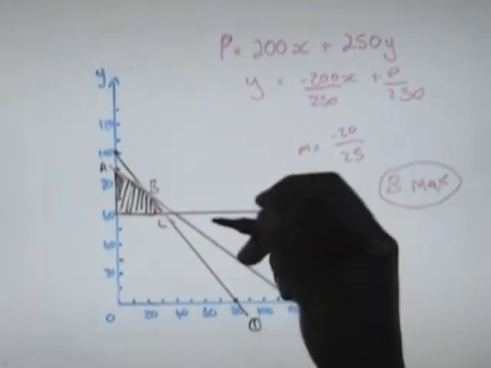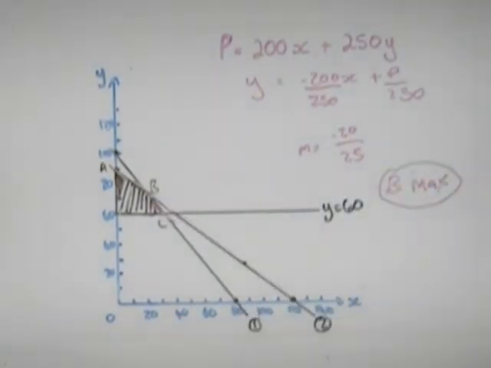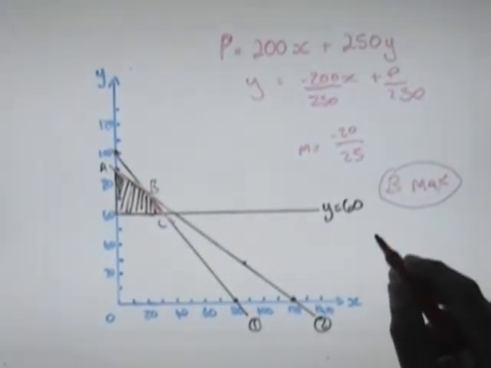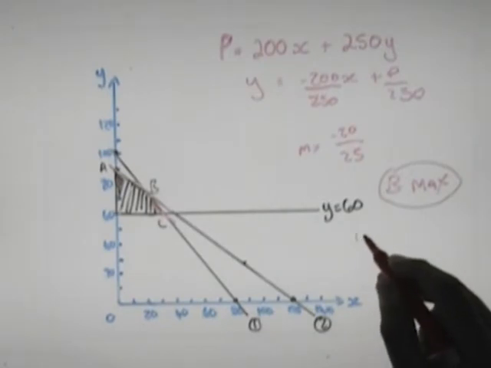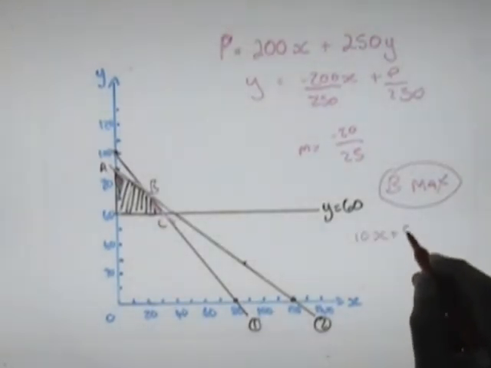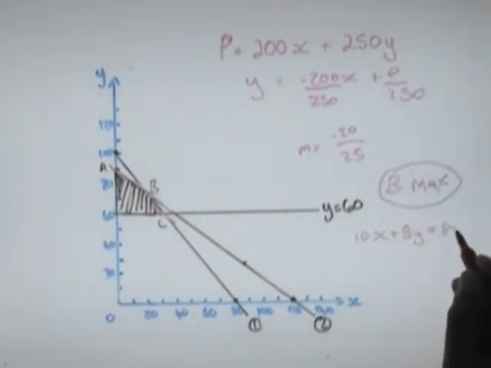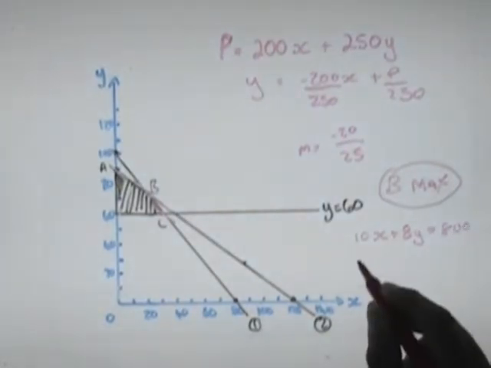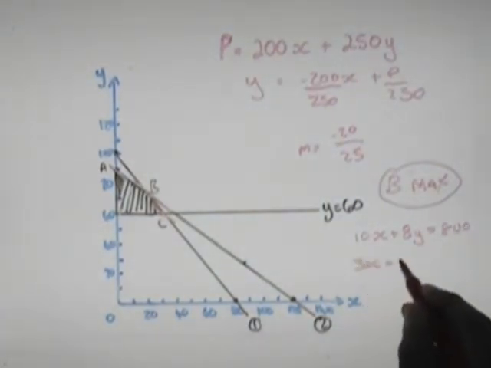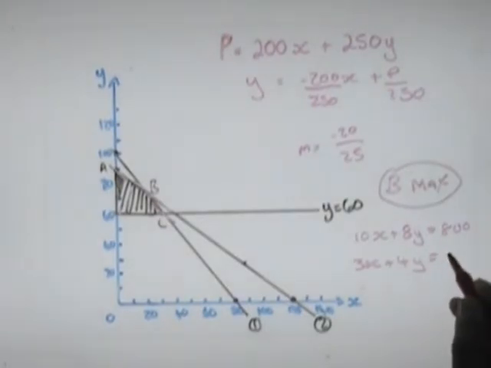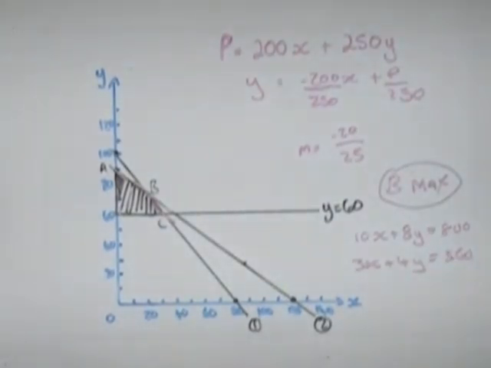The coordinates of B, do we have our x and y values? We don't. All we have in order to get those is the information that 10x plus 8y is equal to 800, and 3x plus 4y is equal to 360. This is one of those we are going to have to solve simultaneously.